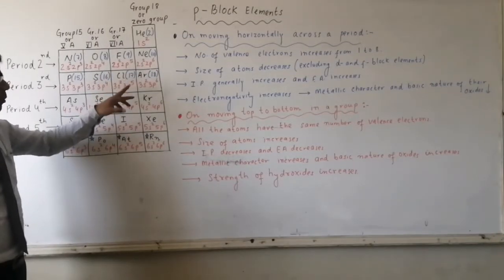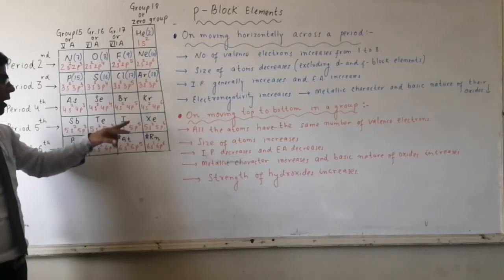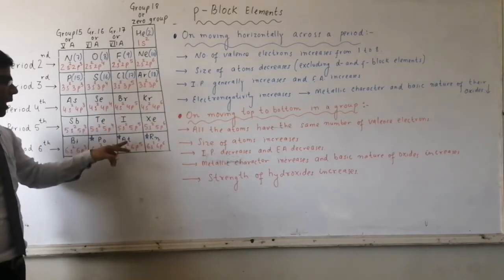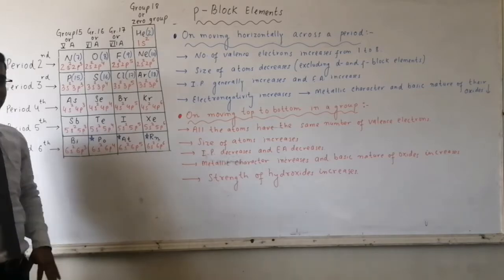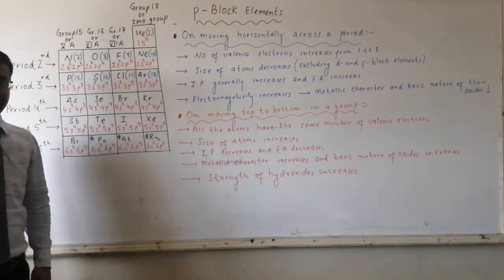For chlorine it will be 3s2 3p5. For bromine it will be 4s2 4p5. For iodine it will be 5s2 5p5. And for astatine it will be 6s2 6p5. Again it is a radioactive element.